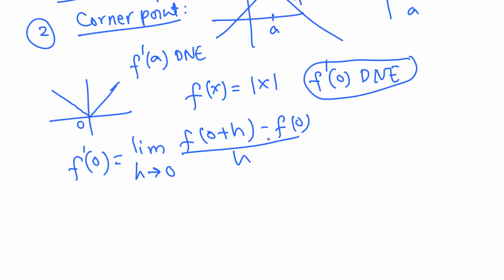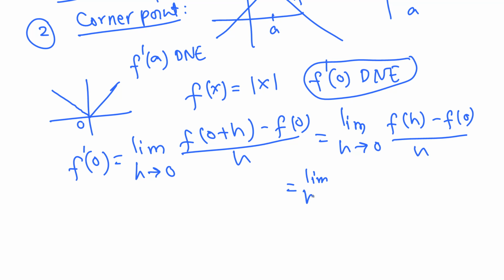Okay, that was the derivative at any point x, but now our x is 0, so I'm writing it this way: the limit as h goes to 0 of f of h minus f of 0 over h. In our case, f of x is absolute x. That means f of h is just absolute h. When we have input x, we have output absolute x. So input h means output absolute h, minus f of 0. So f at 0 means absolute 0, which is 0, over h.